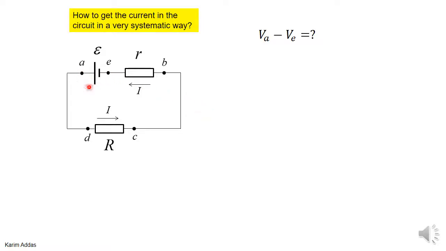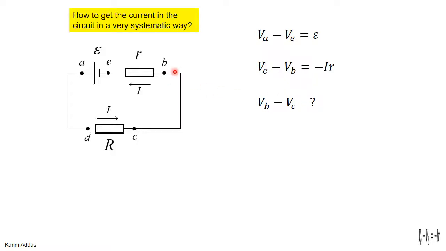So we'll name this point A, we'll name this point E, we'll name this point B, name this point C, name this point D. And we'll do something in a very systematic way. We'll get VA minus VE. And we know that that's just epsilon. We did this before. And then we'll get VE minus VB. We know that the current goes from high potential to low. So the point E is at a lower potential than point B. So VE minus VB is minus IR.